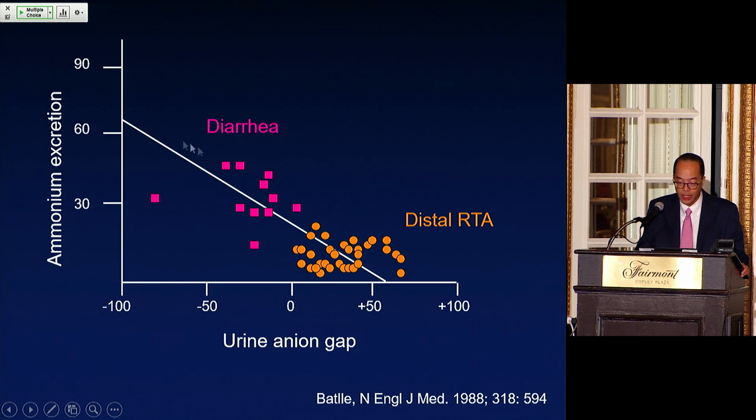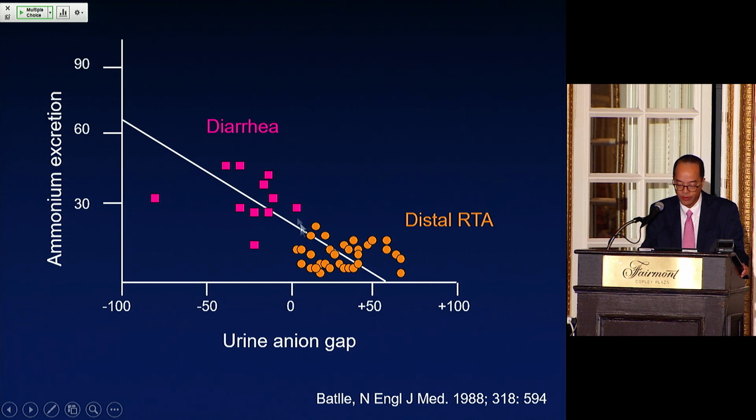And what you see is that there is a negative relationship. The higher the ammonium excretion, the lower the urine anion gap, and vice versa. Okay, that's pretty good. If you compare a patient with diarrhea with a patient with, for example, distal RTA, the patients with diarrhea have higher ammonium excretion. In other words, they're able to increase renal ammonium excretion to attempt to compensate for the acidemia. Distal RTA, they cannot. So it turns out that that cutoff is maybe around 20-25 milliequivalents per liter of ammonium.